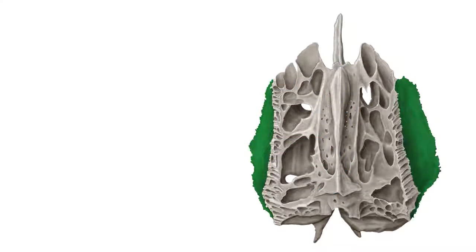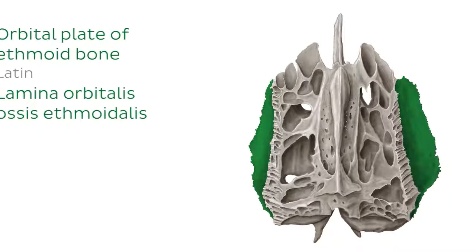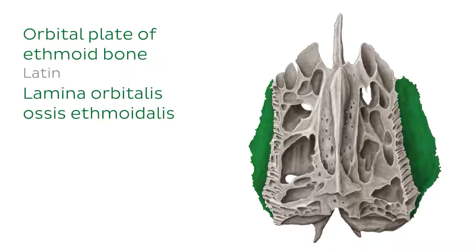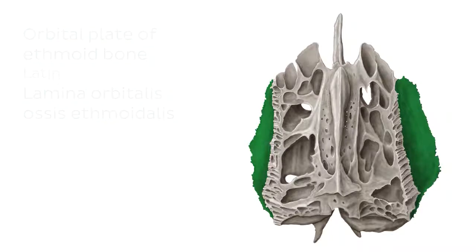In this image, the most lateral part of the lateral masses is highlighted in green. This bony landmark is called the orbital plate. The orbital plate of the ethmoid bone articulates with the frontal bone and the maxilla to make up the medial wall of the bony orbit, or your eye socket.